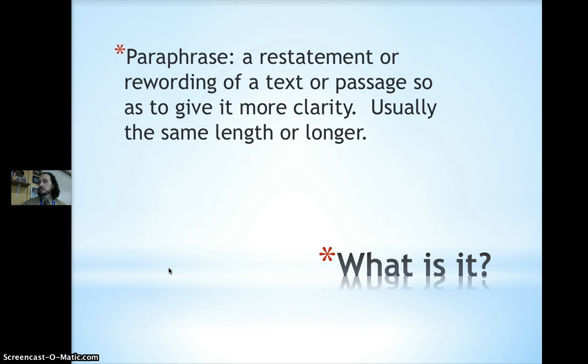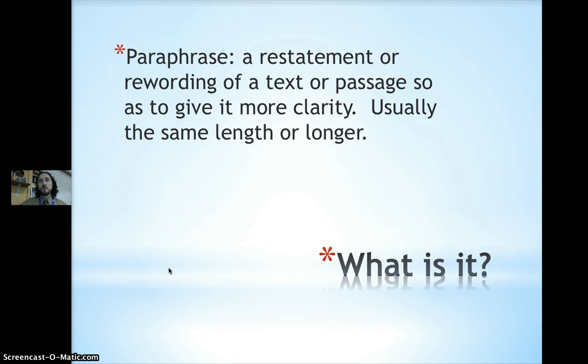Paraphrase. What is it? Well, it's a restatement or rewording of a text or passage so that you give it more clarity. It's usually the same length or longer. The difference between a paraphrase and a summarization is twofold. One is that it's about the same length.